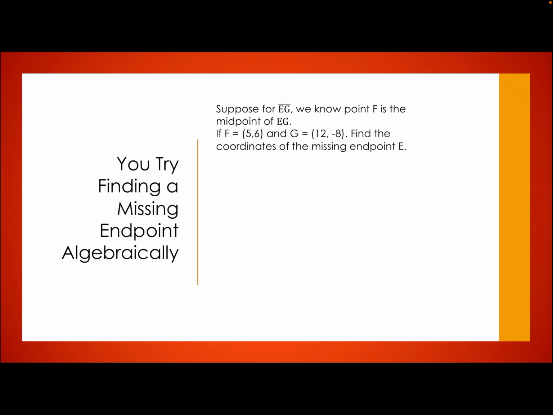Okay, so if you pause the video and came back, you should have gotten, so F is the midpoint. So we know that the x coordinate, which is 5, should equal x1 plus x2 divided by 2. Our next step is going to be to multiply by 2. So we have 2 times 5 is 10. So 10 equals 12 plus x2. And then we subtract 12 from both sides. And we get negative 2 equals x2.